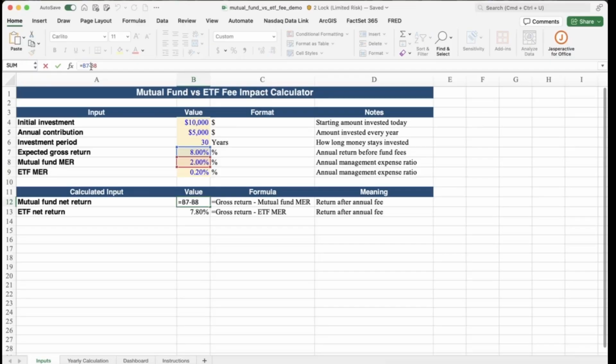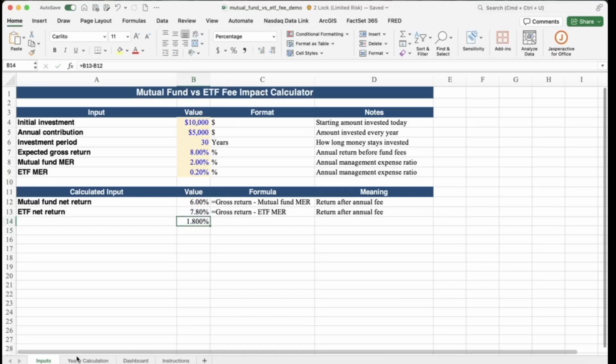That's basically your return, gross return minus the mutual fund fees. The ETF return is just the expected gross return minus the ETF management expense ratio, and that gives you 7.8%. So you are getting 1.8% more if you go for an ETF.